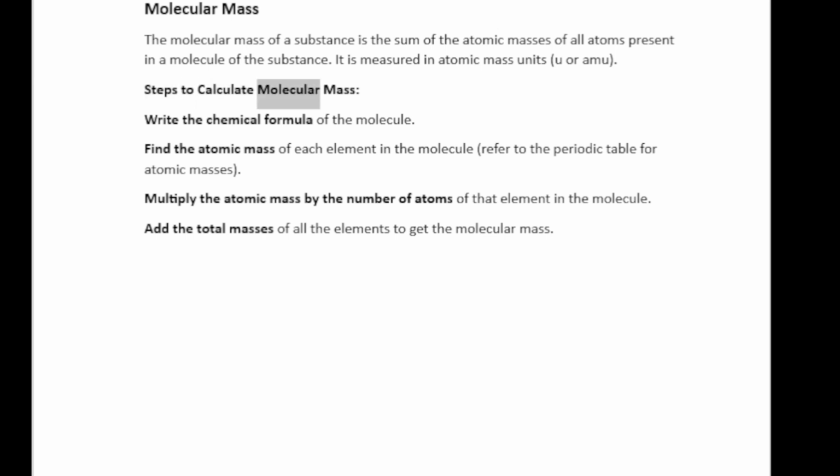Steps to calculate molecular mass. Write the chemical formula of the molecule. Find the atomic mass of each element in the molecule. Refer to the periodic table for atomic masses. Multiply the atomic mass by the number of atoms of that element in the molecule. Add the total masses of all the elements to get the molecular mass.